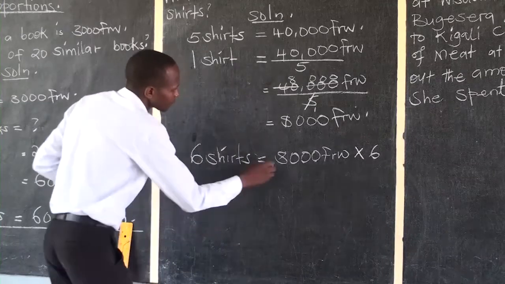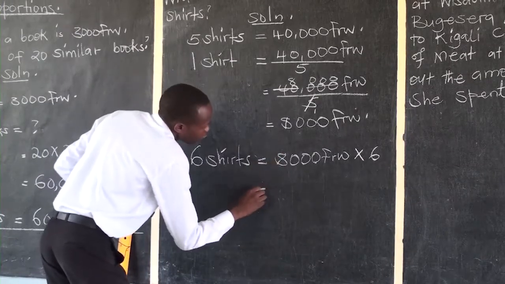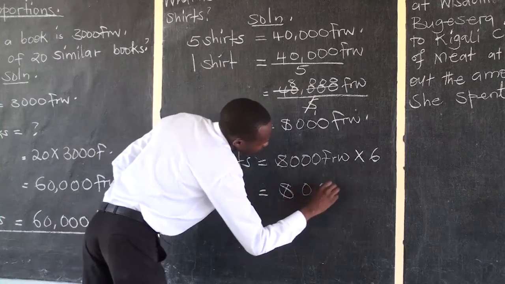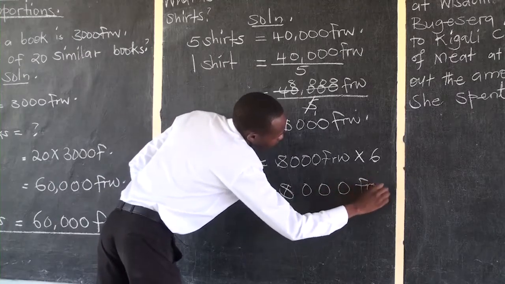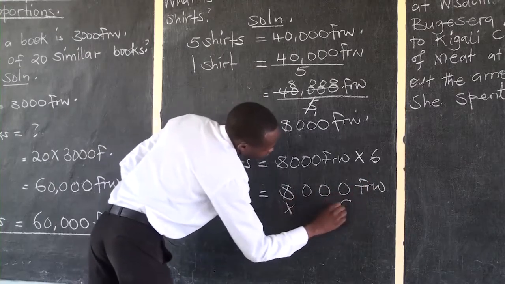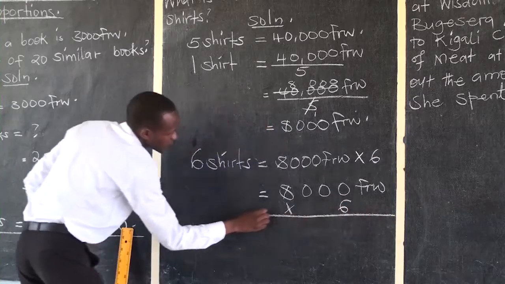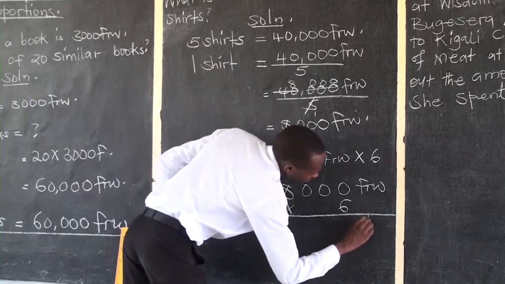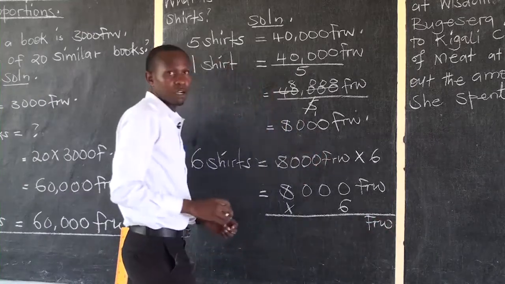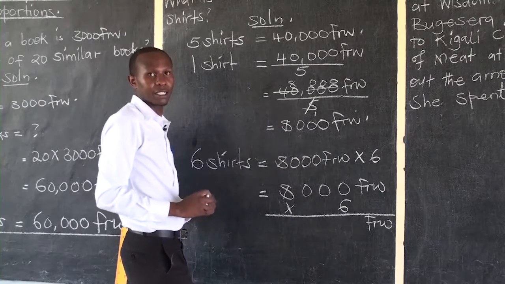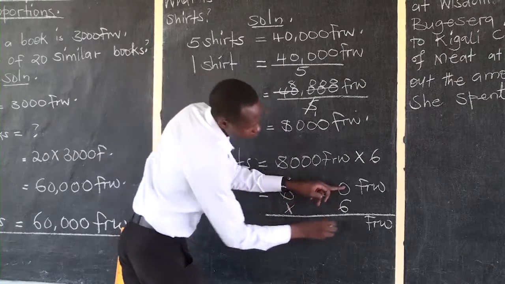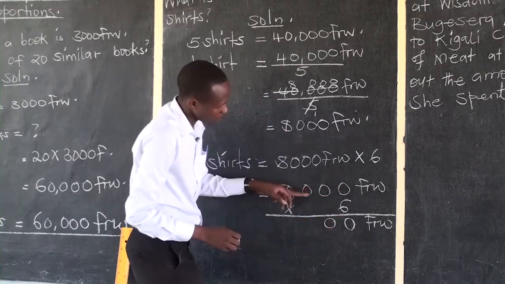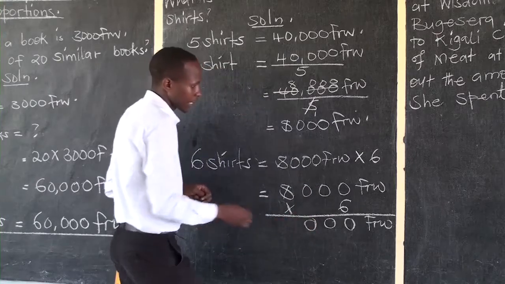Then from there, I will say 8,000 francs times 6 shirts, the number of shirts that you want. They are the ones we are now multiplying. We shall maintain the units as francs. We want to see how much you spend on 6 shirts. So we shall say 6 times 0, it will give us 0. 6 times 0 gives 0. 6 times 0 gives 0.